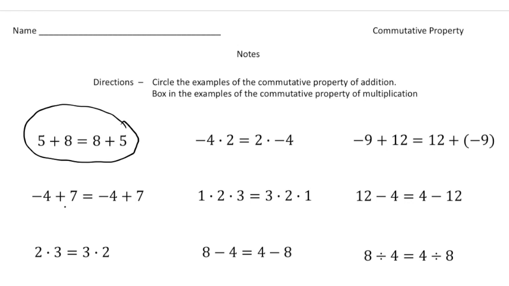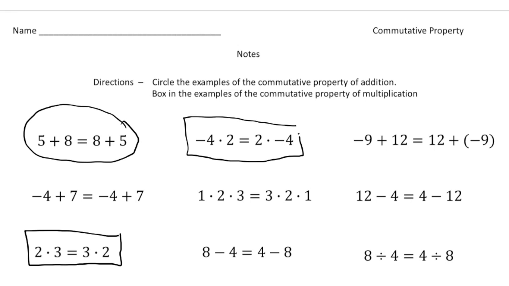Here we have -4 plus 7 equals -4 plus 7. Now notice the order did not change, right? So that's neither one, so we're going to leave that one blank. 2 times 3 equals 3 times 2. Well, the order switched around, right? It's only multiplication. So this one is the commutative property of multiplication. So let's box that in. Here we have -4 times 2 equals 2 times -4. And again, the order switched around, so that's the commutative property of multiplication.